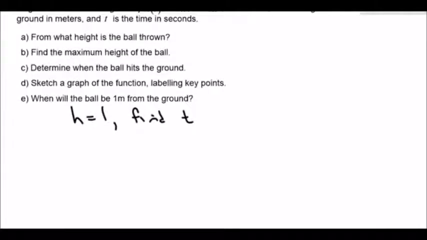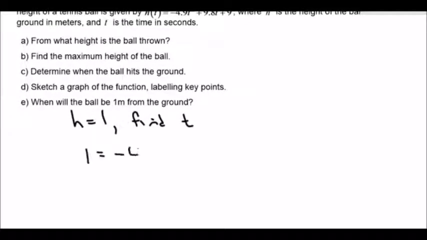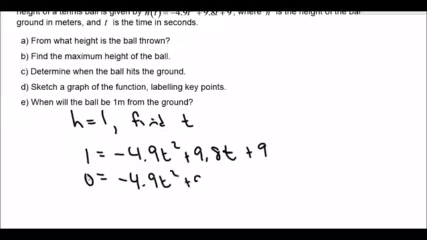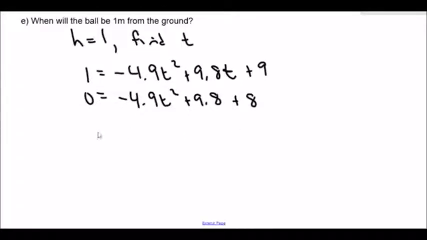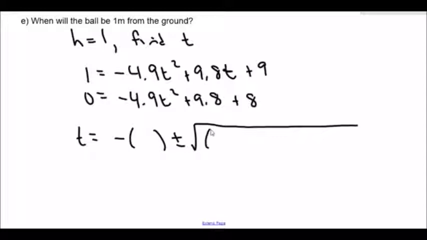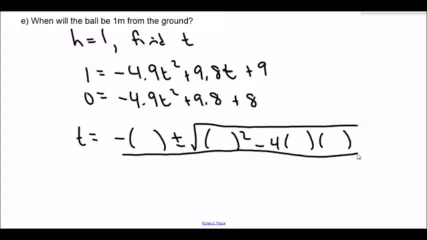So what I need to do is take my equation and sub 1 in for the height, and then solve for t. So in this case, I'm going to use the quadratic equation to solve. I'm going to make sure that it's equal to 0, because otherwise I can't use the quadratic equation. So there is the equation equal to 0. So t is equal to negative b plus or minus the square root of b squared minus 4ac, all divided by 2a. And this was b, and b, and a, and c, and a.